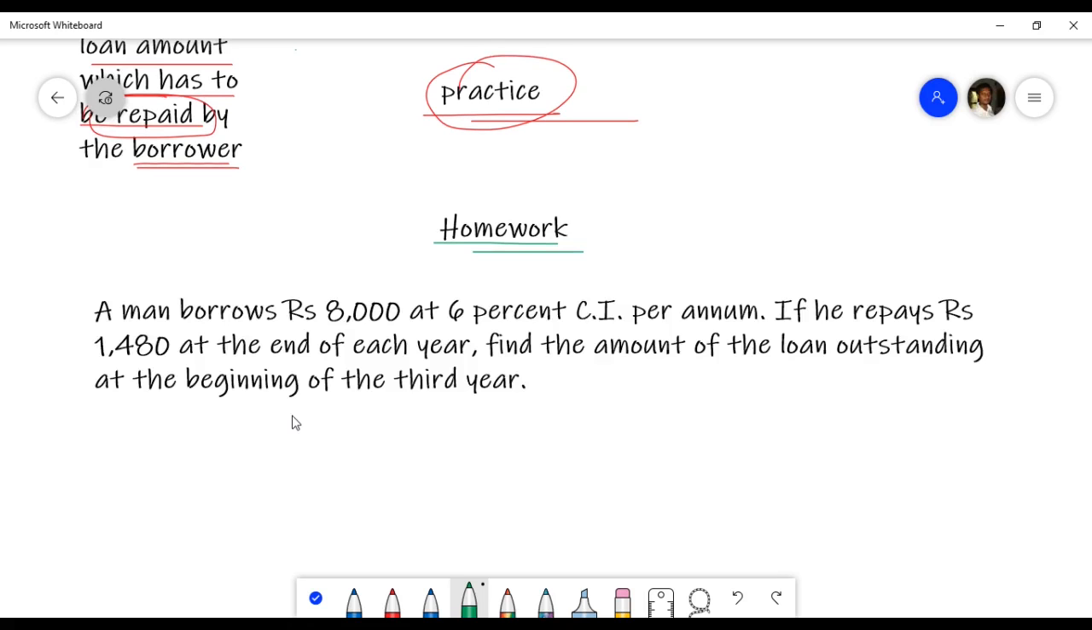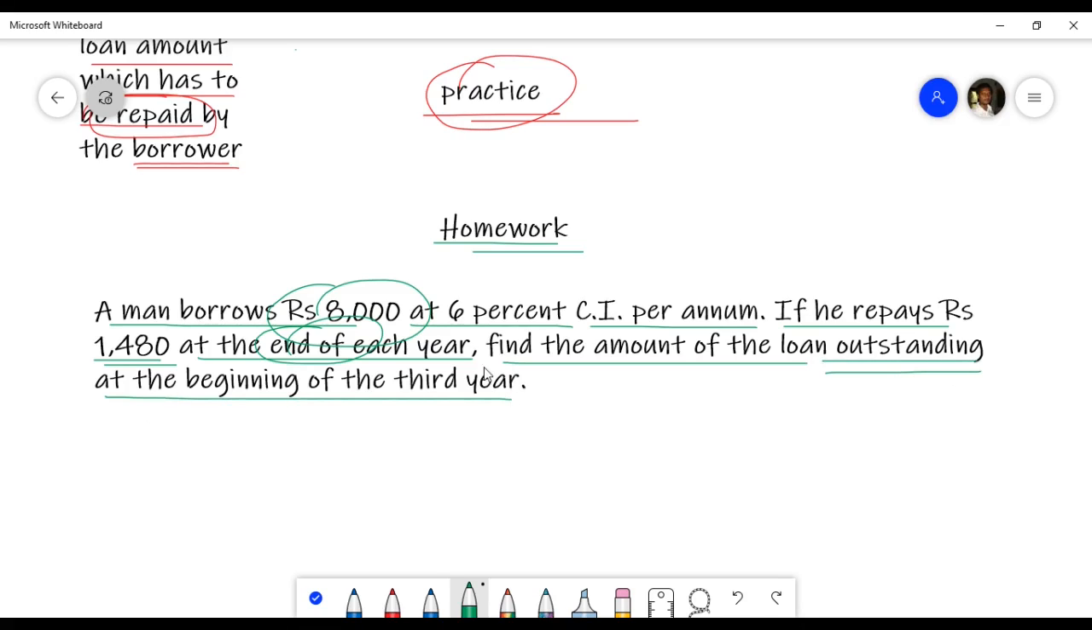There is a homework for you. A man borrows rupees 8,000 at 6% compound interest per annum. If he repays 1,480 rupees at the end of each year, you have to find the amount of the loan outstanding at the beginning of the third year. I hope you can do this. It's quite simple.